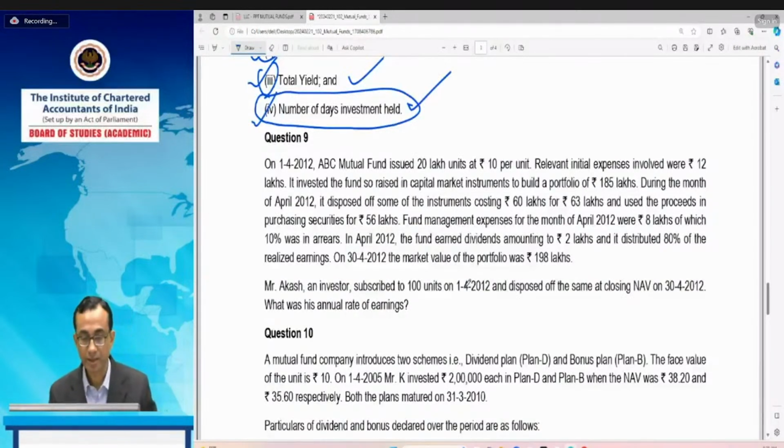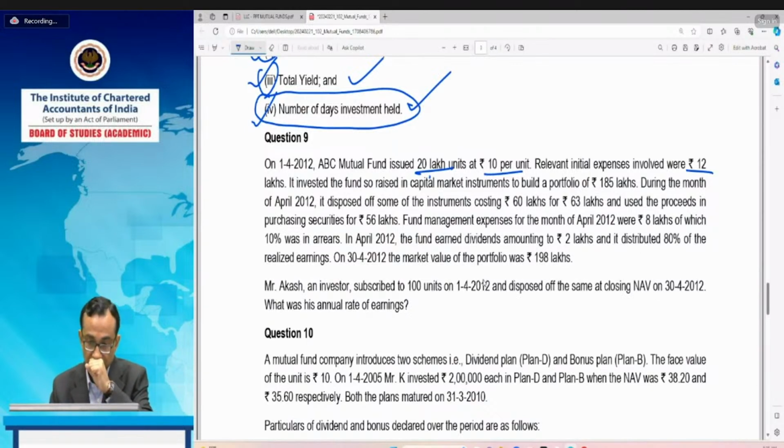Okay. Now read question number 9. What is question number 9 saying? Question number 9 is saying that ABC Mutual Fund issued 20 lakh units, and the per unit cost is 10. So 20 lakh units issued, per unit cost 10. Fine. There are certain initial expenses also, which is 12 lakh.